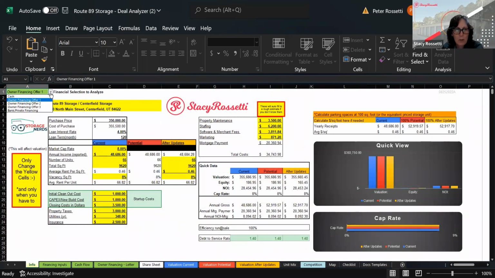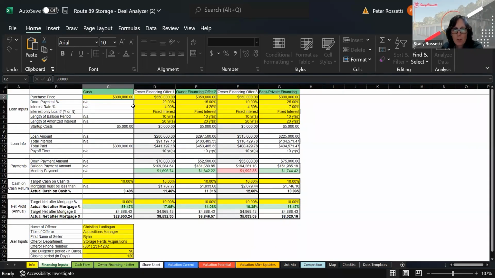So let's go back to the bank financing. Whichever one of these that you put it on is what the number's going to come out to. We came up with, as you can see, with all those inputs on the first tab, $300,000 is a 9.49% cash on cash return. So it's almost close to 10%, right? We're shooting for 10%.